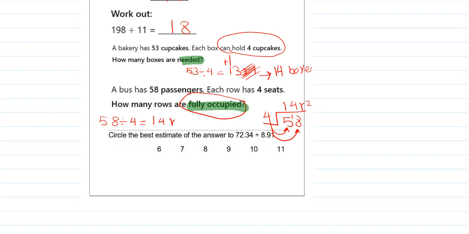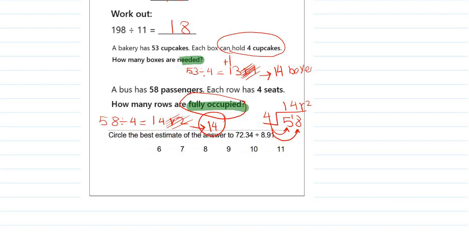But the question now is how many rows are fully occupied? So you will remove the remainder and just keep the whole number. So we have 14 rows fully occupied. But if I asked you how many rows are needed, you will erase the remainder and add one more to the whole number.